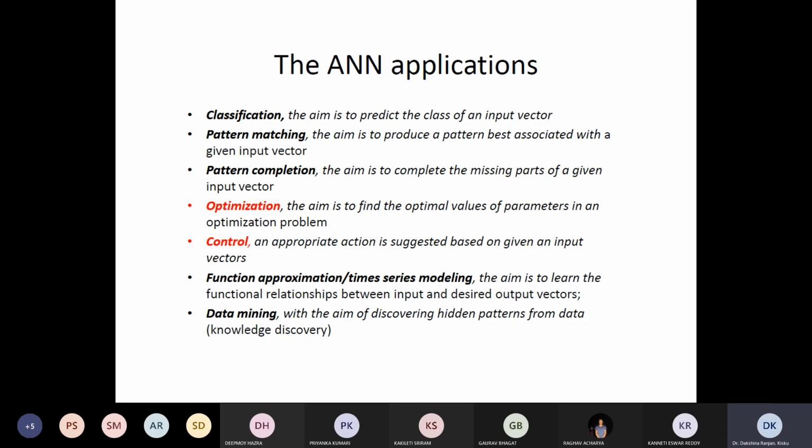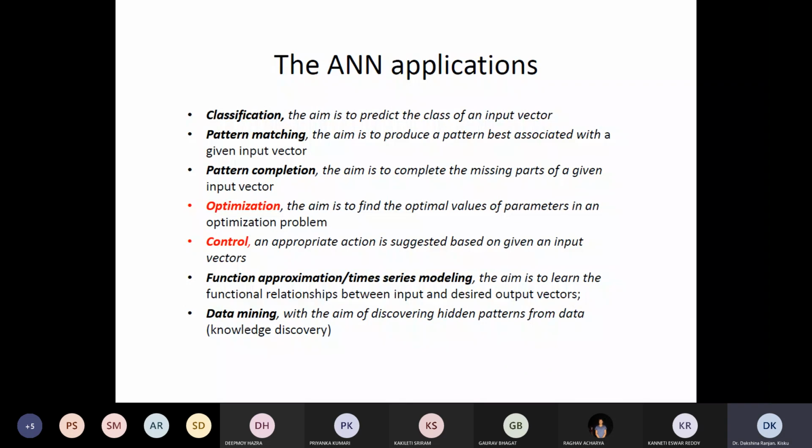Now, what is pattern completion? Pattern completion aims to complete the missing parts of a given input vector. That means if we see any pattern which is found to be incomplete, then we can apply the pattern completion technique using artificial neural network, and we can fill up the gap, or we can complete the pattern.